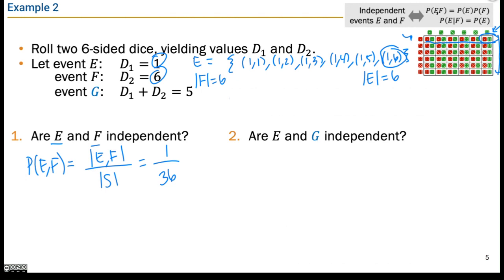And then the question mark is, does that equal the probability of E times the probability of F? Well, this is 1 out of 6, or 6 out of 36, right? Which is going to simplify. So let's write it like that first. 6 out of 36. This is also 6 out of 36. And yes, we can see that the product of those does give me 1 out of 36. So yes, this is independent.